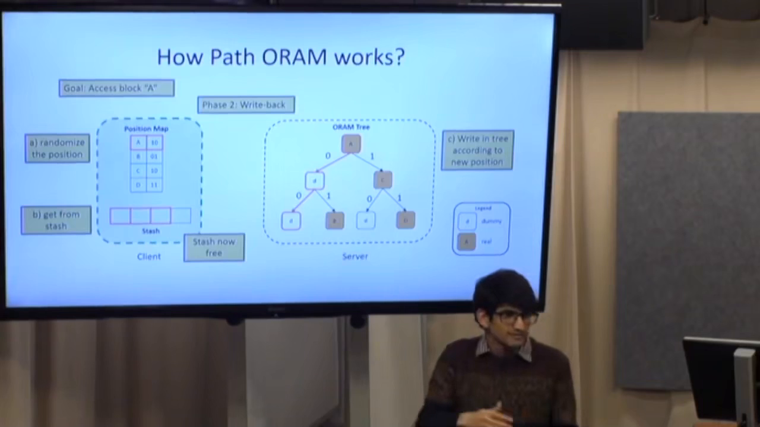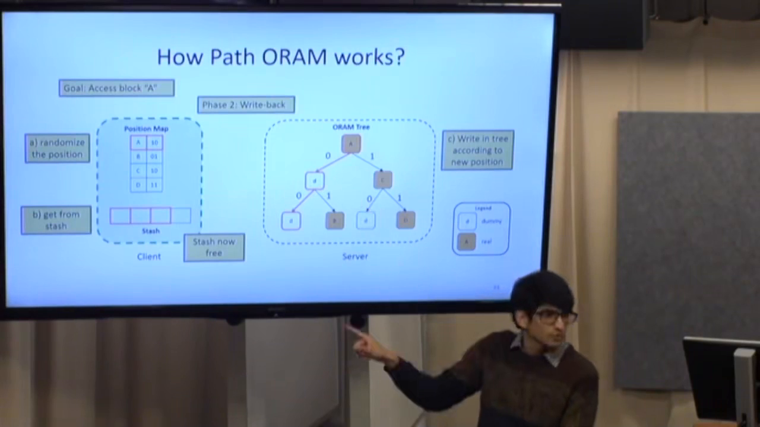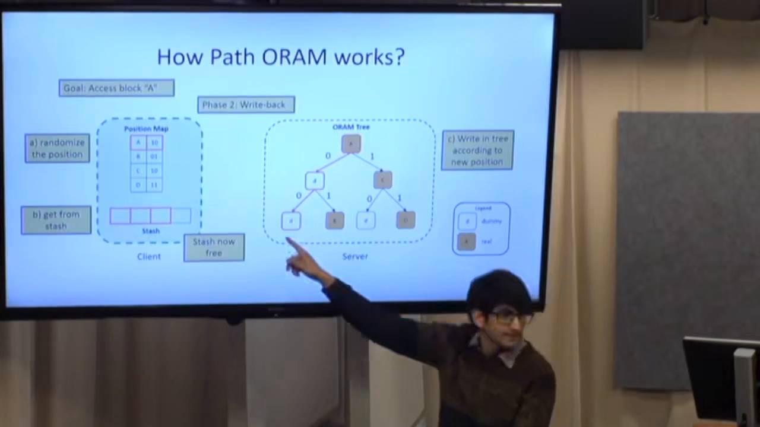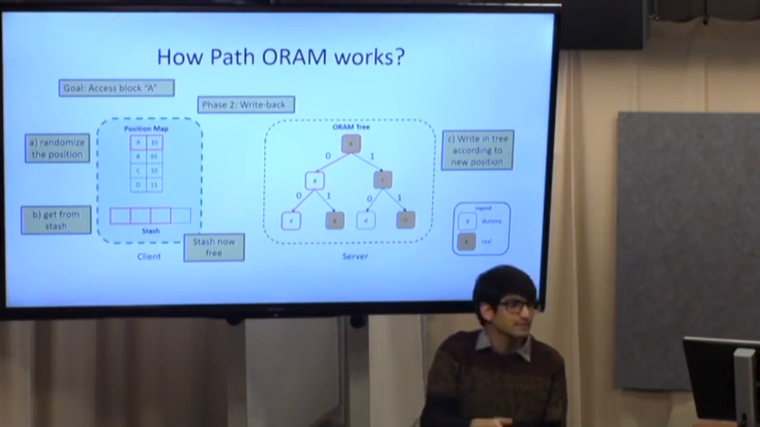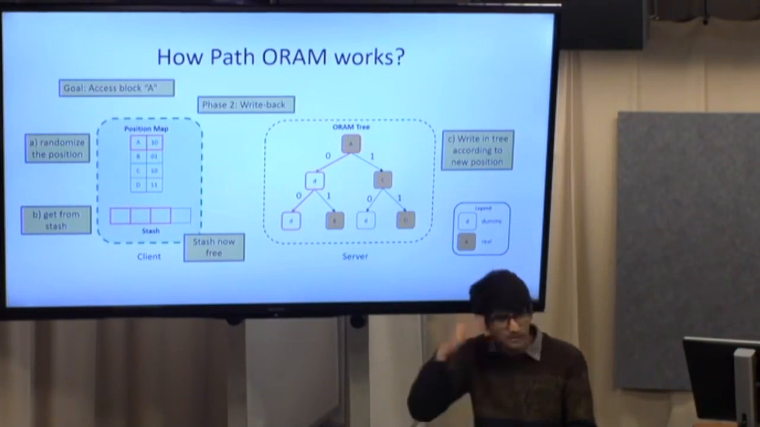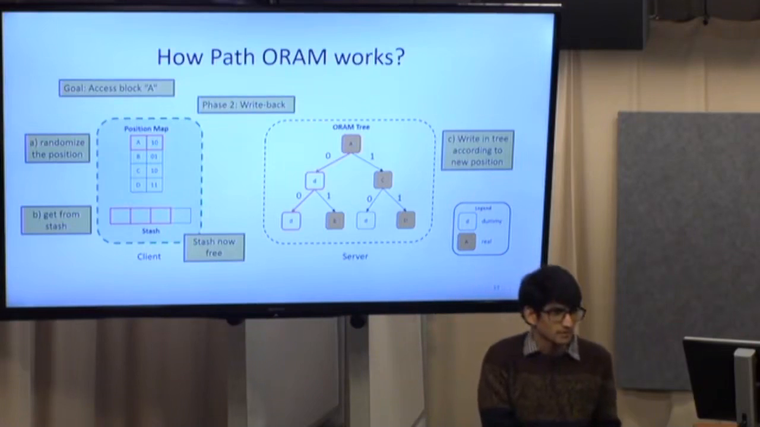So the whole point is that since the attacker doesn't know, it cannot correlate the next time you try to access it. If the next time you try to access this path again, the attacker could think that maybe it's the same block, maybe it's a different block. The attacker doesn't know because he couldn't correlate from your first access. So the first step is just trying to erase the trace, right?